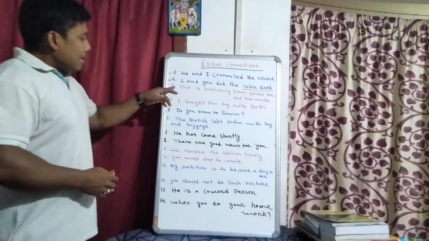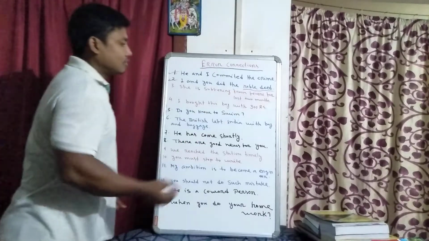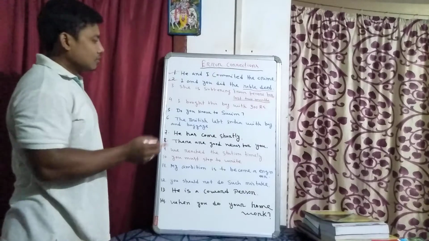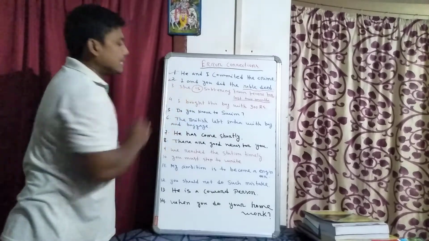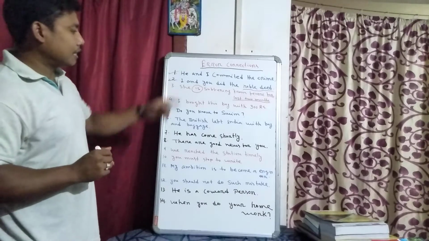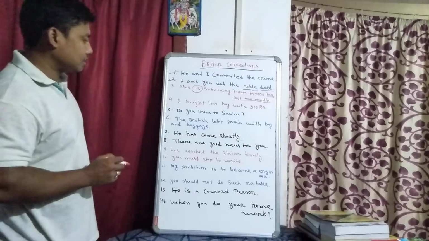Okay, the next one, she is suffering from fever for last 2 months. It is an example of present perfect continuous tense. So instead of is, she has been suffering. In this way we have to correct it. She has been suffering from fever for last 2 months.